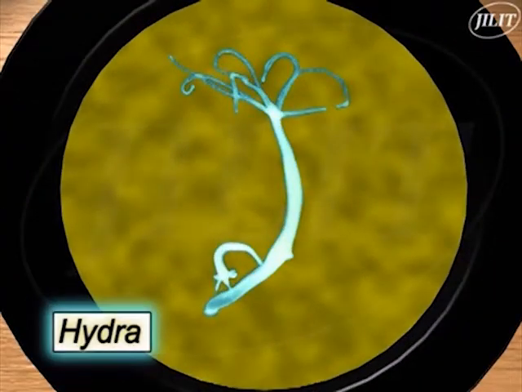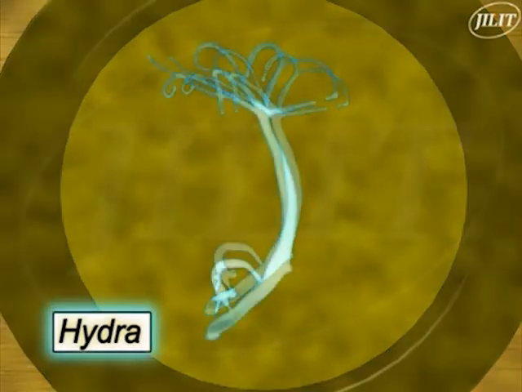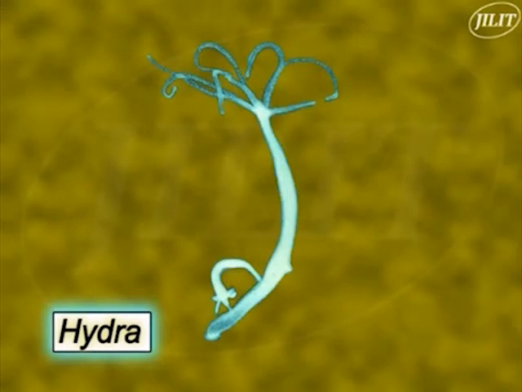A hydra is a small multicellular organism. The body of a hydra is formed in the shape of a tube. One end of a hydra has a foot, called a basal disc, and the other end of the tube is surrounded by tentacles.